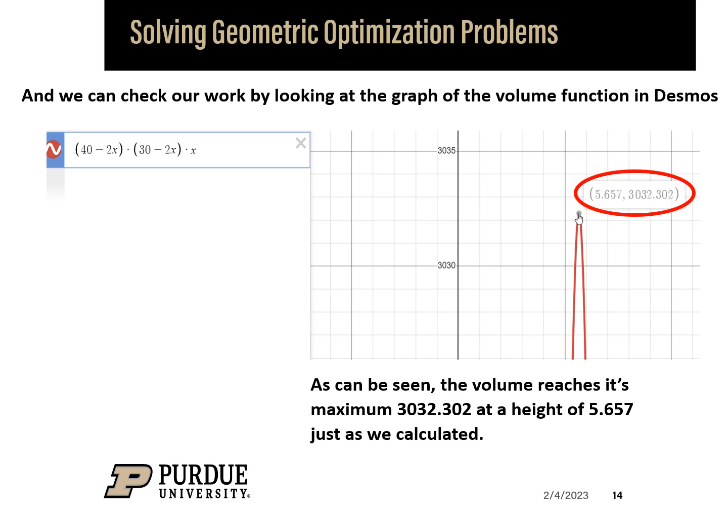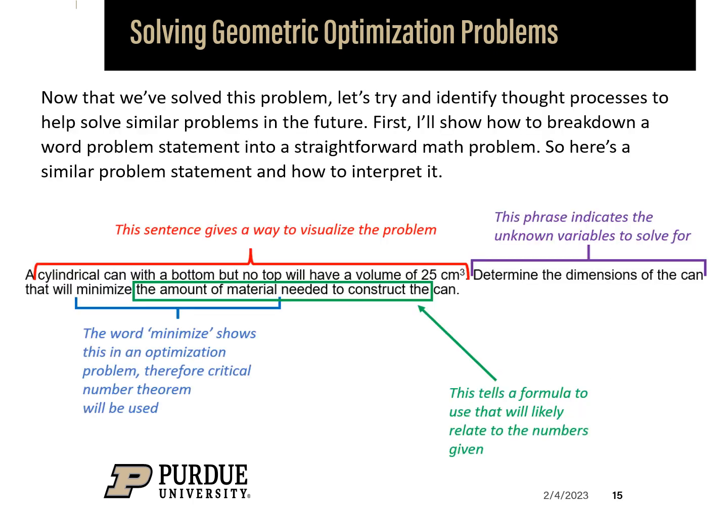So now that we've solved the problem, I want to show a thought process that you can use for similar types of problems. Here we've got a new problem, and I'm going to show you how to interpret it. We have a cylindrical can with a bottom and no top with a given volume, so you can visualize it like a can with its top cut off. Then the phrase "determine dimensions of the can" shows it wants all the variables, so you don't know any of them. And "minimize" should be sirens in your head saying we're going to use the critical number theorem because it's optimization. And the amount of material to construct the can shows you that it's a surface area.